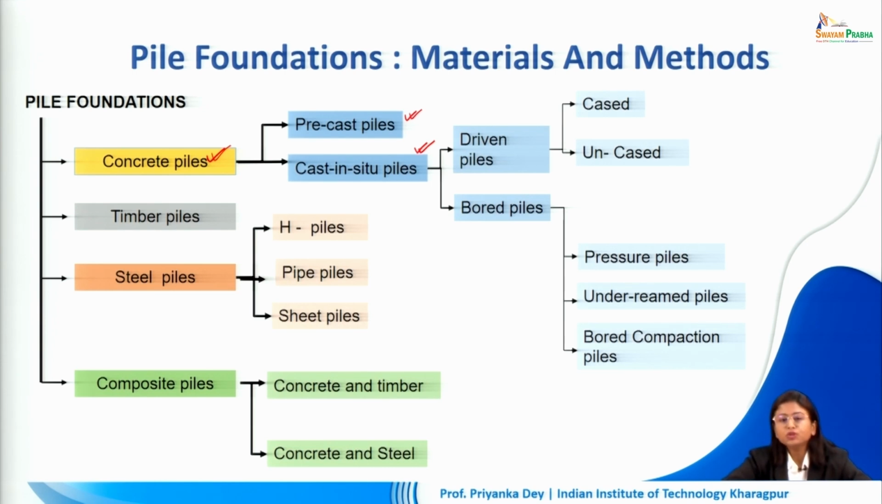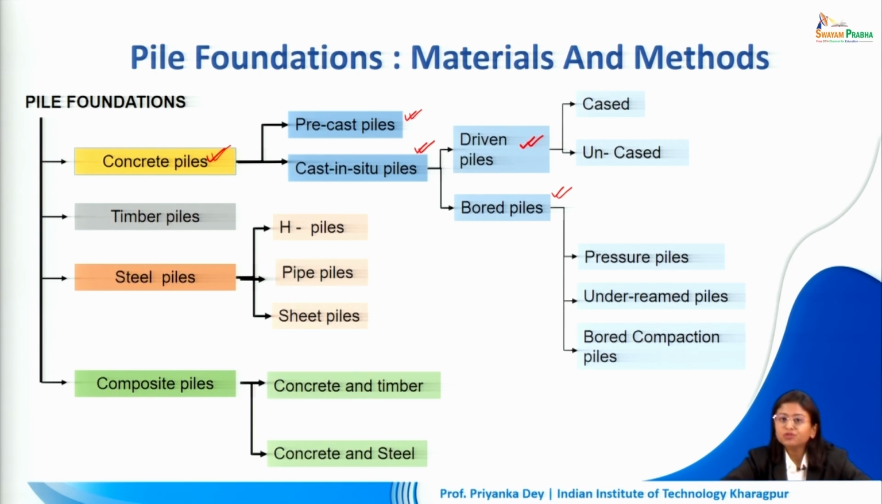Now cast in situ pile can be further subdivided into two types based on the way it is installed. The first is called driven piles. Now as the name suggests, it is driven into the ground. So we will require pile driving equipment to hammer it and drive it into the ground. Bored piles, on the other hand, are not driven into the ground but are gradually created with the help of boring out the ground and then gradually inserting concrete into that space.